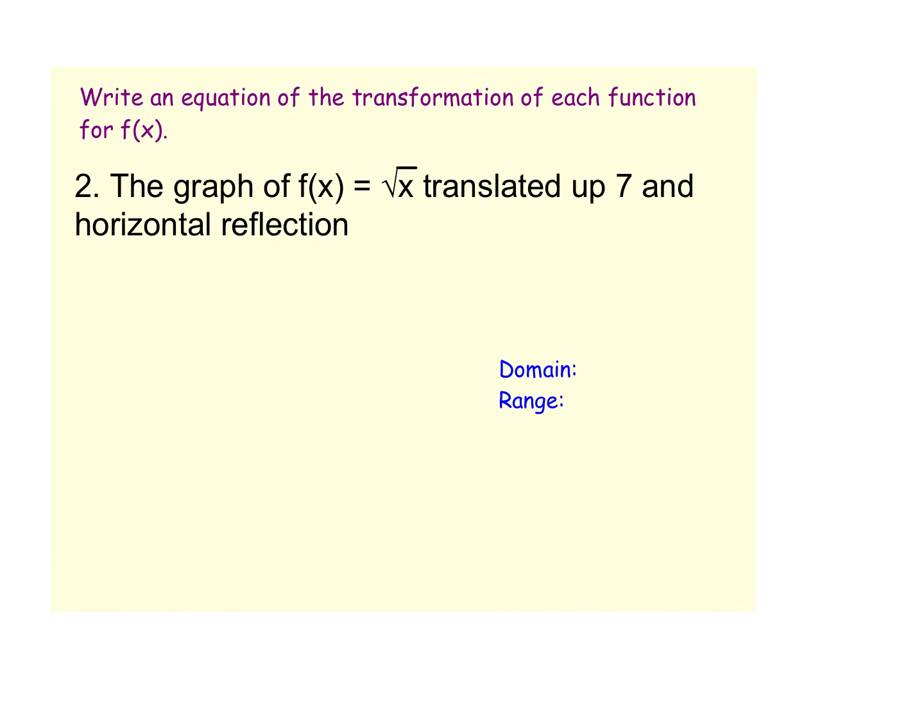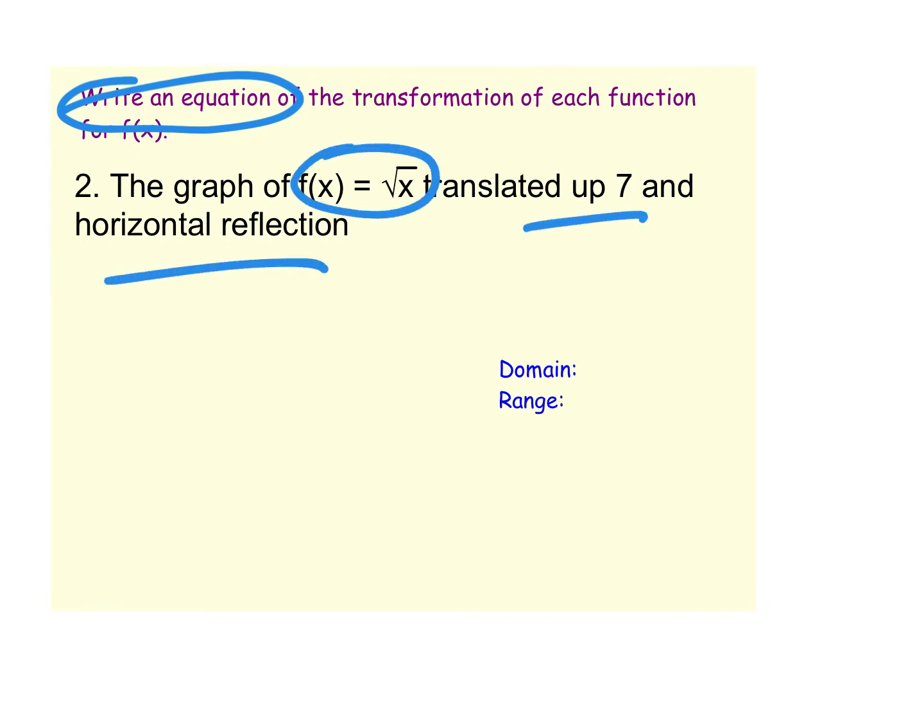I'd like you to try this one. You're supposed to write an equation for this. You take this as a starter and then move it up 7 and horizontally reflect. Then make a quick sketch, not an awesome perfect graph, a quick sketch, and figure out the domain and the range. I'll pause for a second while you give that a try.